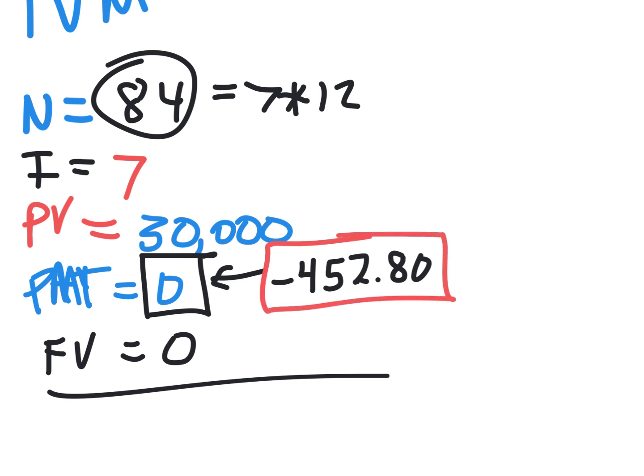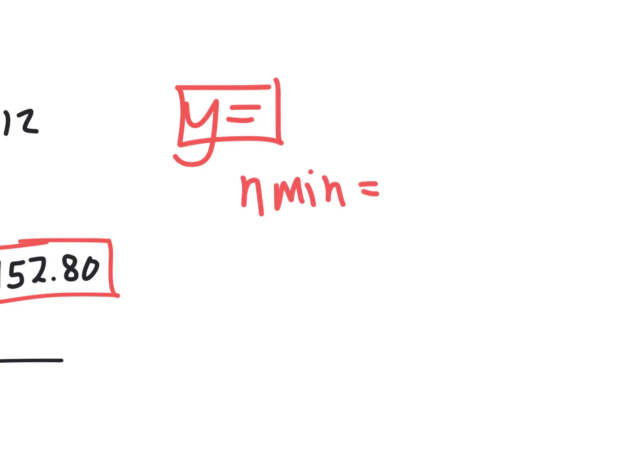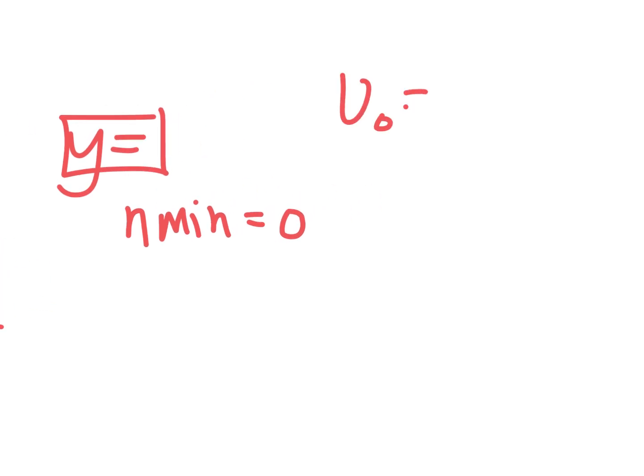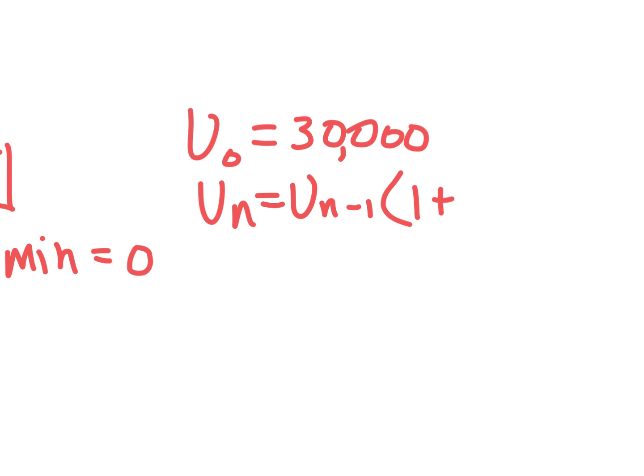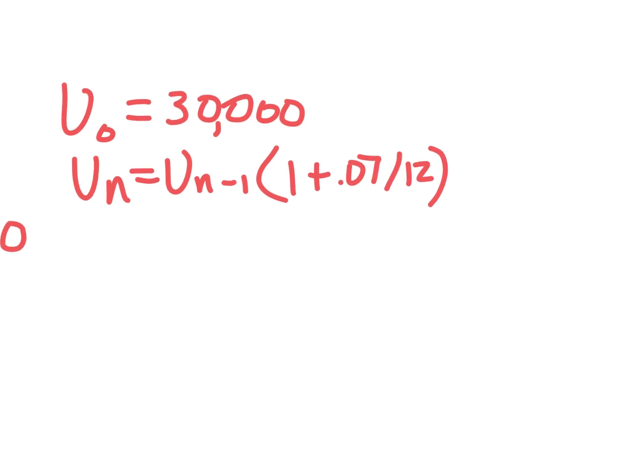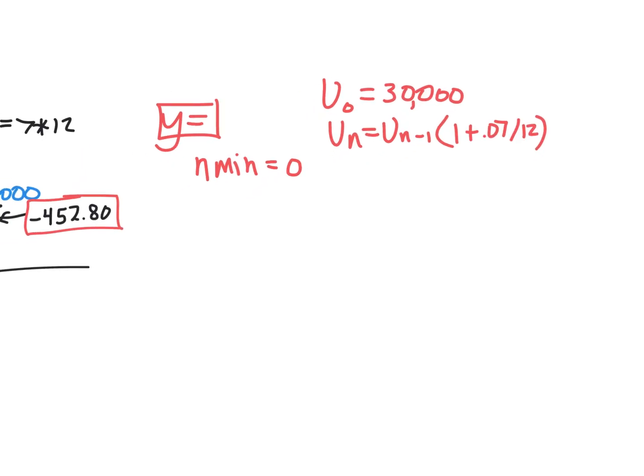All right, then the next thing we do is go over to the y equals button on your calculator. And if you're still in sequence mode, then it's going to ask you for n min. And that's 0 because you want u sub 0. And it's equal to 30,000. We don't put that in until later on the calculator, though. Un equals un minus 1. And then our interest goes here, 1 plus 0.07 divided by 12. And then our payment, which we just figured out, was negative 452.8.